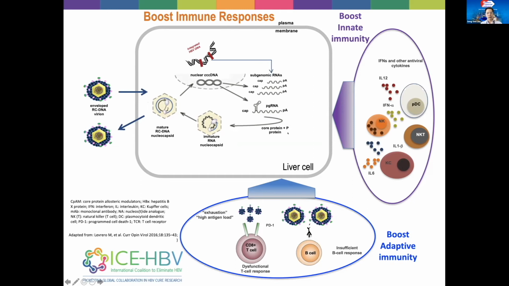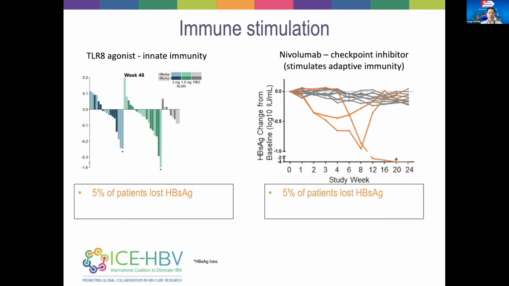So if you can boost responses from these two groups of immune responses, we may be able to clear the virus, as I told you, that these immune responses may be very useful in clearing the virus. So this, in the left-hand panel, is innate immune stimulation using TLR8 agonists. And in this study, which is a phase 2 study, after 48 weeks, about 5% of patients lost their S antigen. So some promise here that there's some activity.